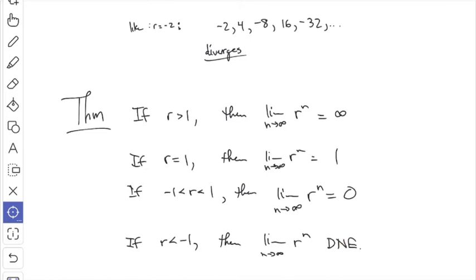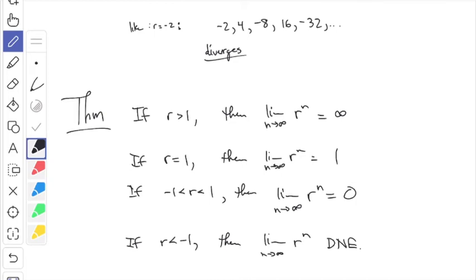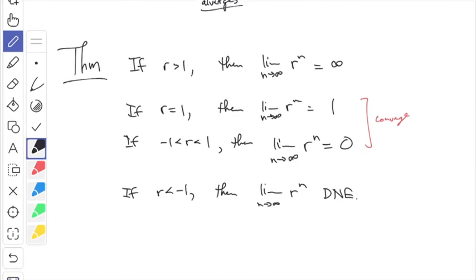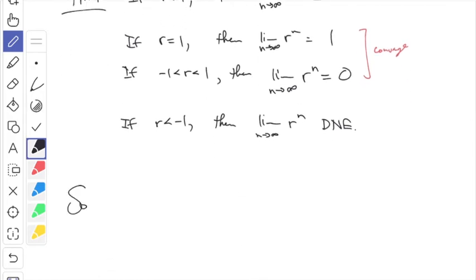Let me just point out these ones are the ones which converge, and the other ones diverge. So if you see the theorem in the book, they have a theorem that says it converges if and only if r is in the interval. I'll just write it down. r to the n converges if and only if r is like this.